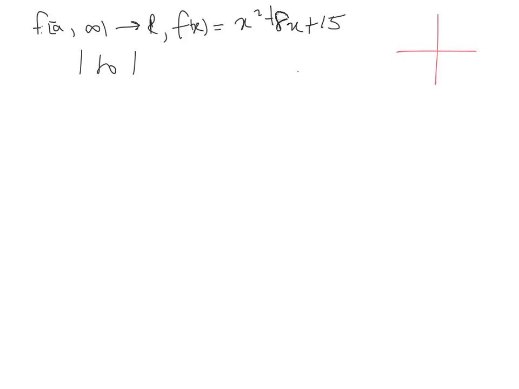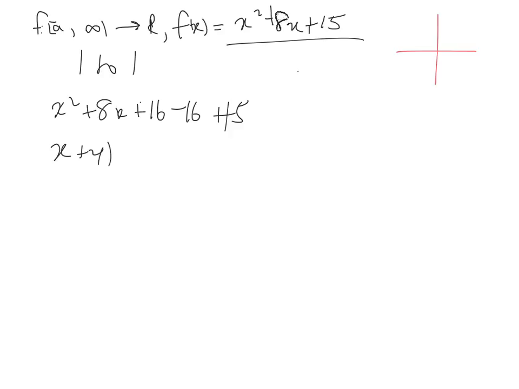So what we do, we can either factorize, find x-intercepts and then halve them, or we can complete the square. I'm going to complete the square because that'll give me the x value for the turning point very easily. So we'll have x squared plus 8x, and then if we halve 8 and square it, we'll end up with plus 16 minus 16 plus 15. So from there we'll have (x plus 4) all squared minus 1.